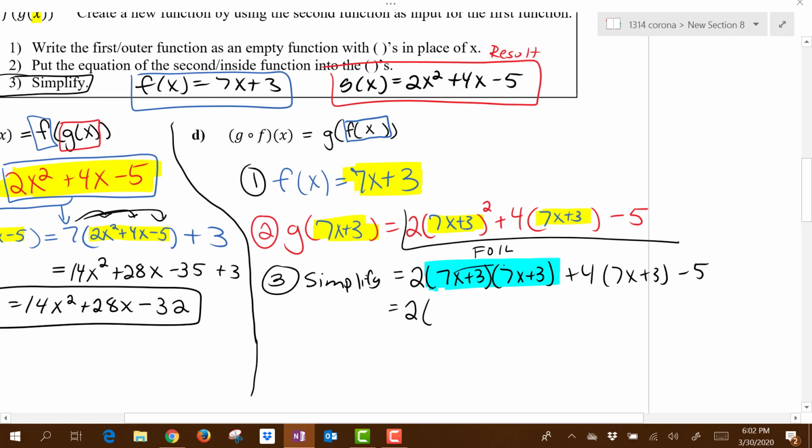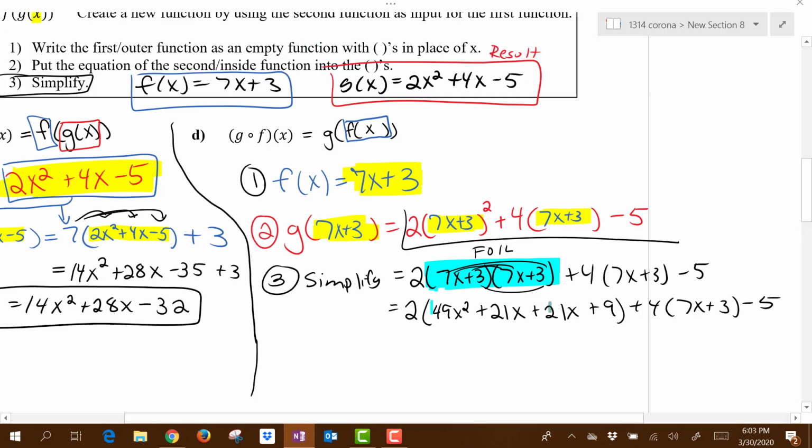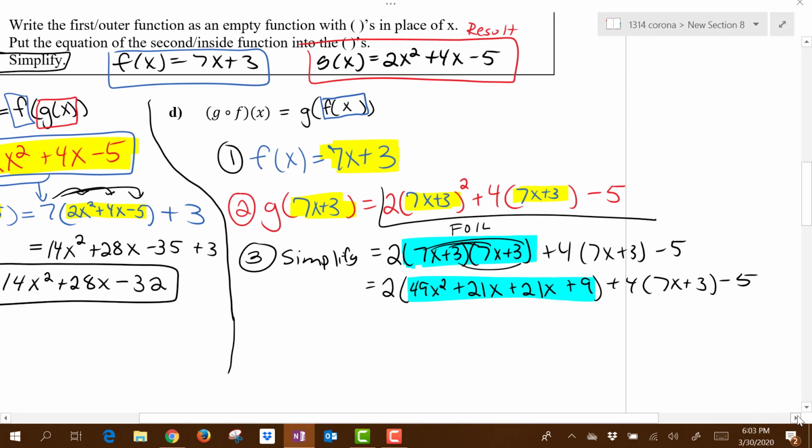I get first times first, that's 49x squared. Outer times the outer, that's 21x. Inner times the inner, that's another 21x. And then last times the last gives me a positive 9. Okay, so when we FOIL that, we get those 4 terms. Now if you wanted to combine like terms at this point, you could. I'm just going to leave it like that.